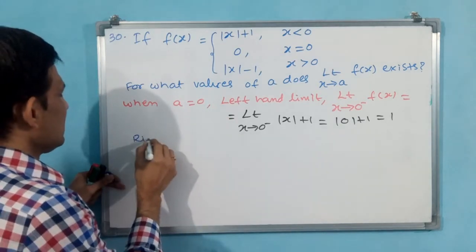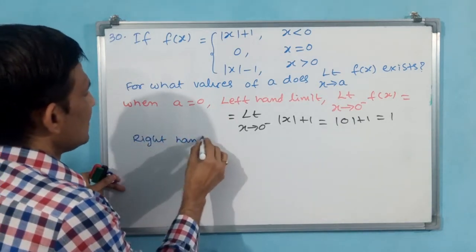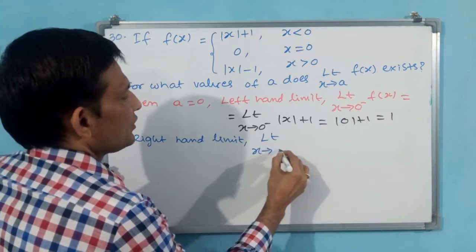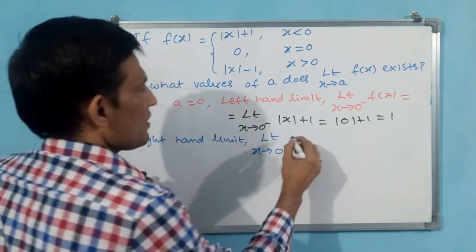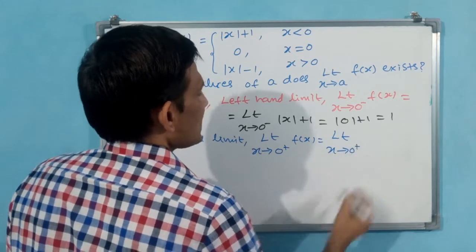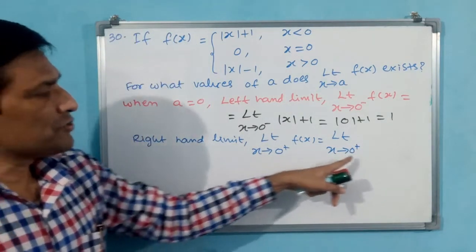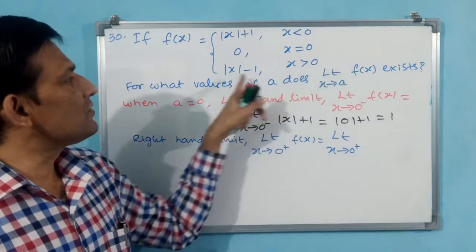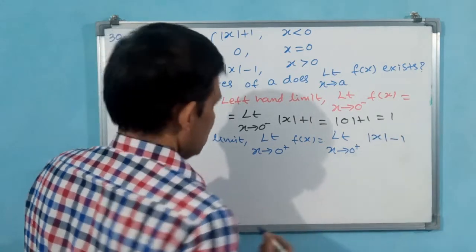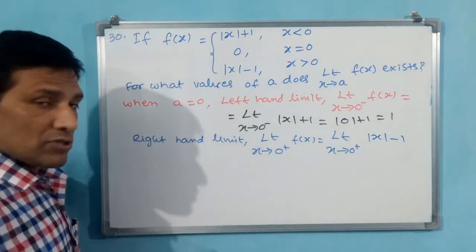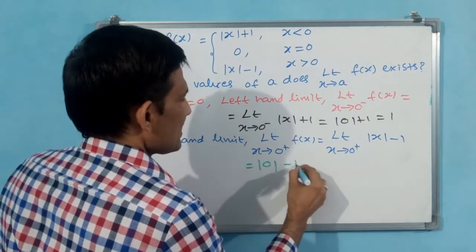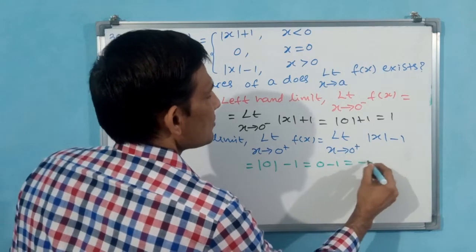Right hand limit, limit x tends to 0 plus f of x, that is equal to limit x tends to 0 plus. Now what is f of x here? 0 plus means greater than 0. Greater than 0, this is the function: modulus x minus 1. Now substitute. If you send 0, modulus 0 minus 1, that is equal to minus 1.